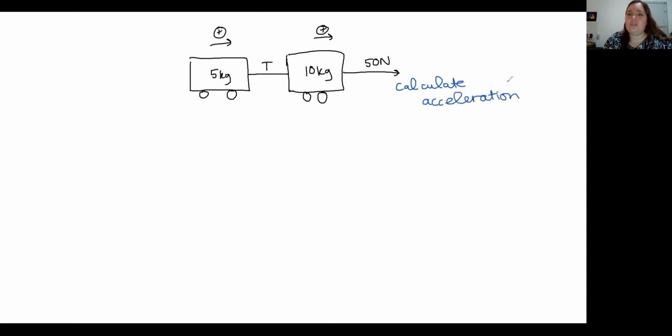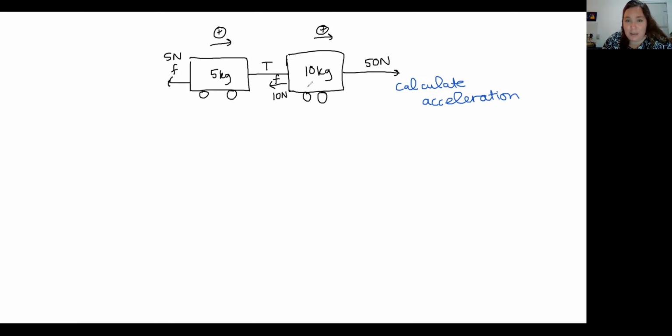Now, in order to answer a question where objects are tied together, it is so important that you draw the free body diagram acting on each of them. Now, I haven't yet finished this question because I want to make it harder. I also want a frictional force acting on each of them. And I'm not going to make you do coefficient of friction. I know you know how. This frictional force, let's make this 5 newtons. This frictional force, let's make it 10 newtons.